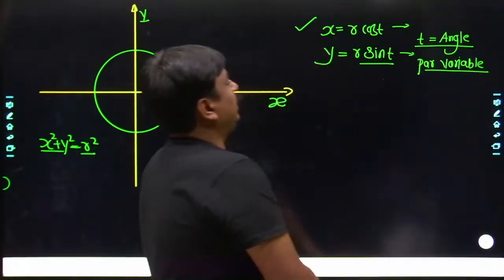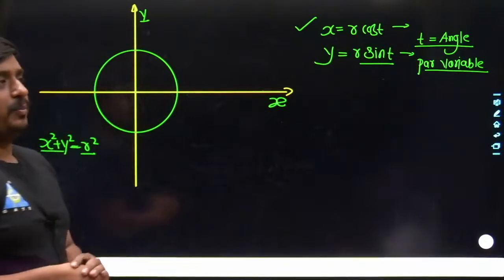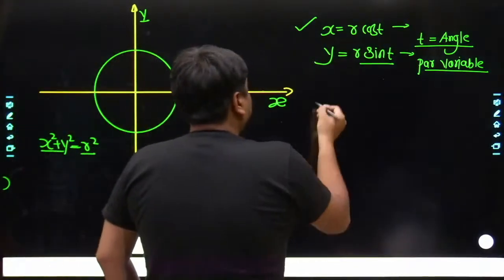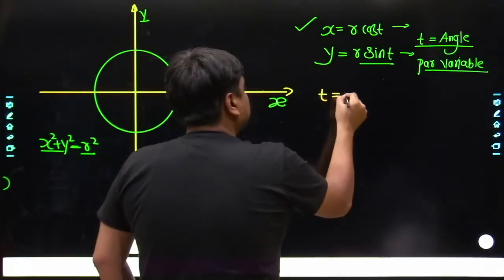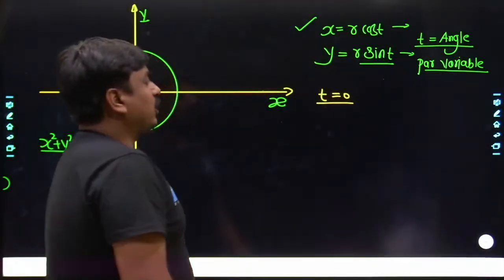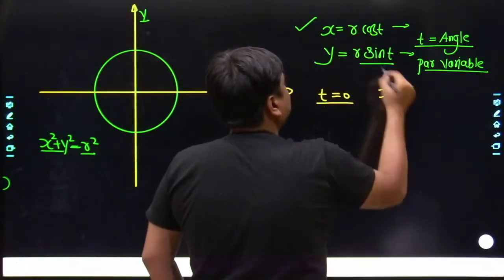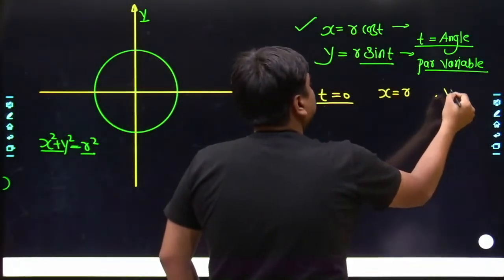The t has been in angles and has been the parametric variable. See what I would try to do, understand over here. At the very beginning, let me take t as 0. I can write either in degrees or in radians. So what becomes x over here? The x becomes r and y becomes 0.